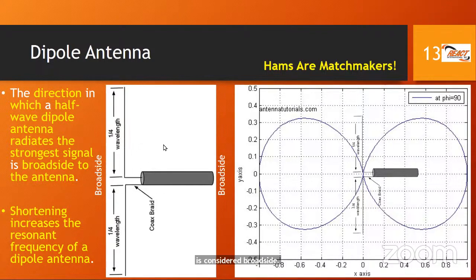This antenna radiates maximum in this direction and this direction all around. This is broadside to the antenna. Remember, this is a wire, so broadside is actually all around, right? So this is the exam question that you need to learn.